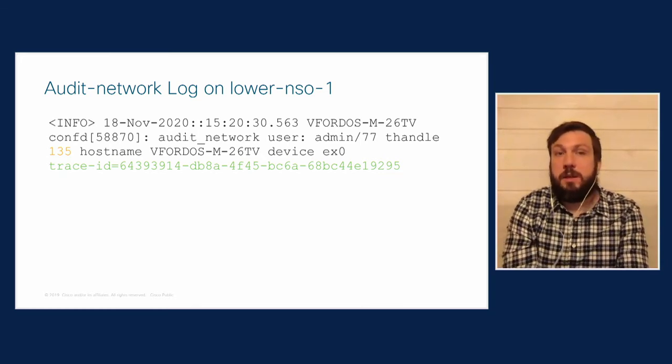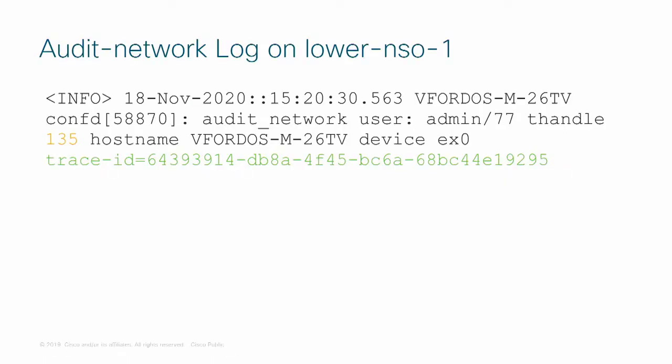If you look at the same log file, the Audit-network Log on the lower NSO1, after this log header that we look at here, we would see the actual device changes being pushed to the devices as a result of the service intent on the top node. And here you can see device X0, as that is the device that was managed by the lower NSO 1. And we see the same unique Trace ID here, allowing us to trace the change from the top node all the way down to the device.